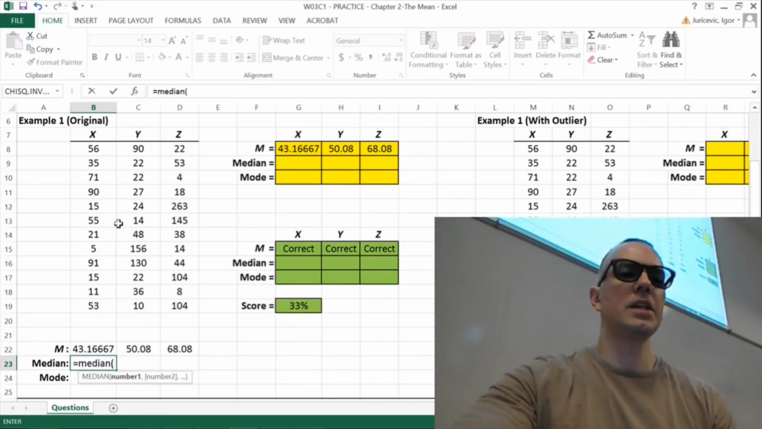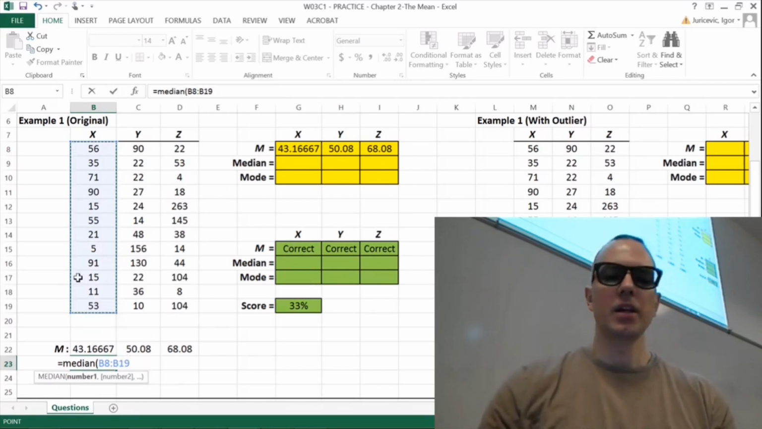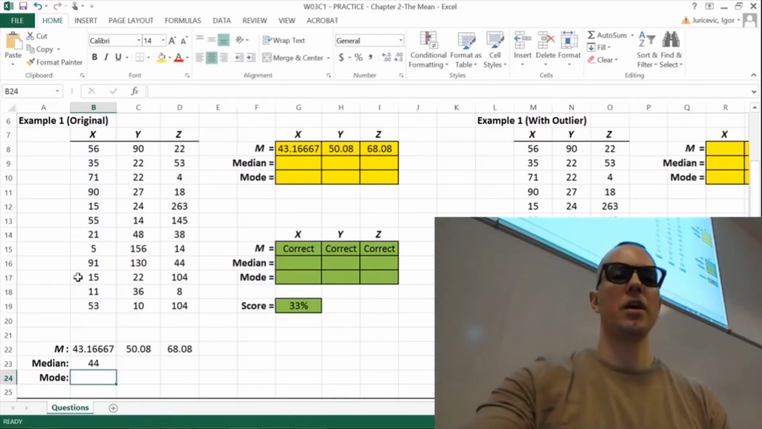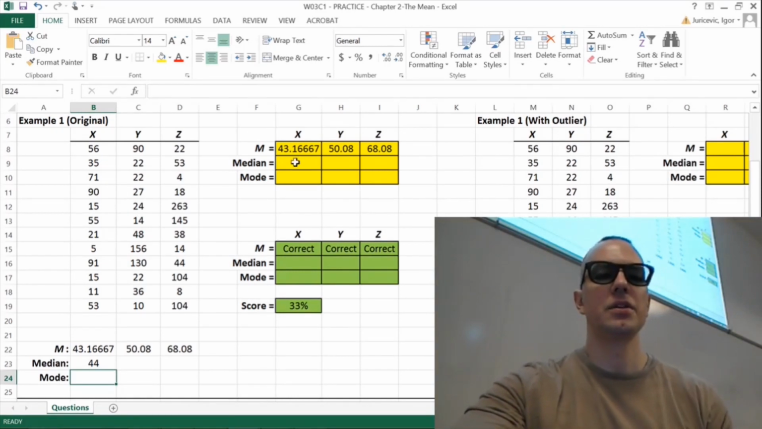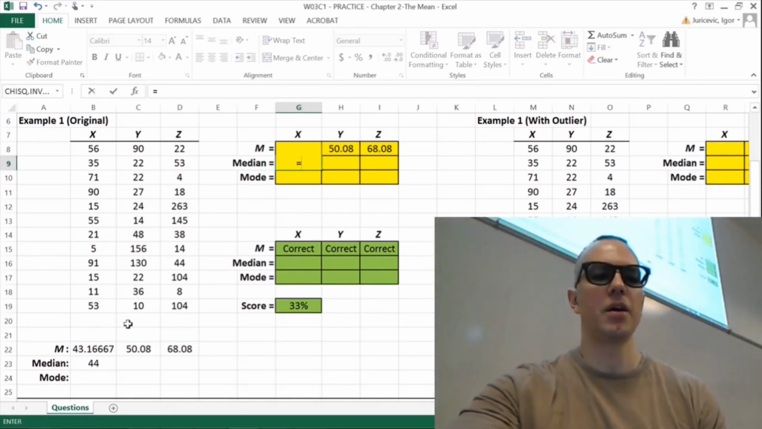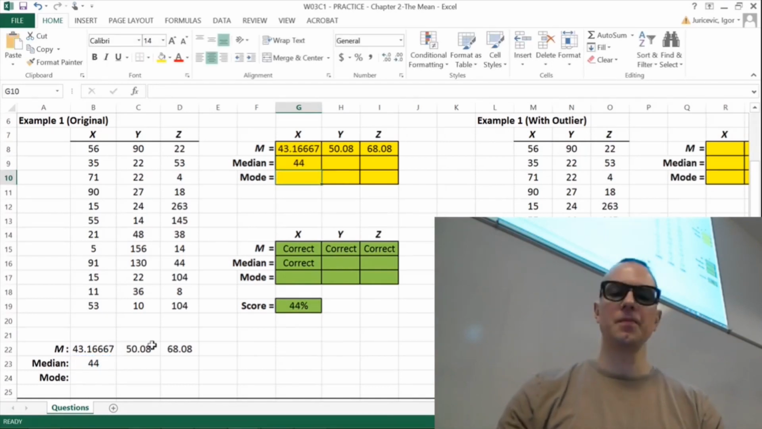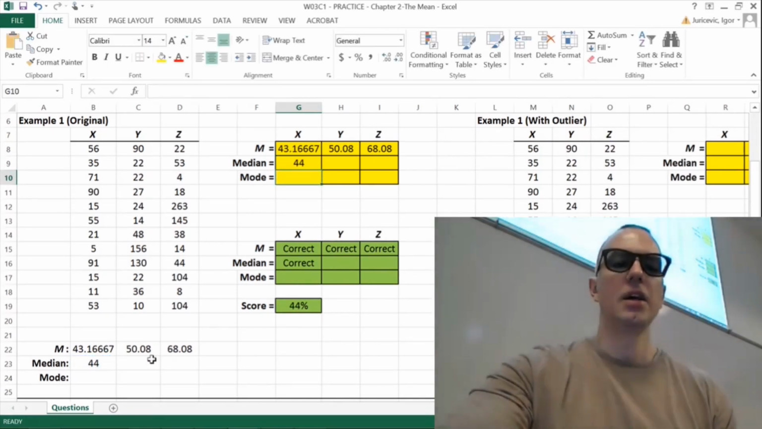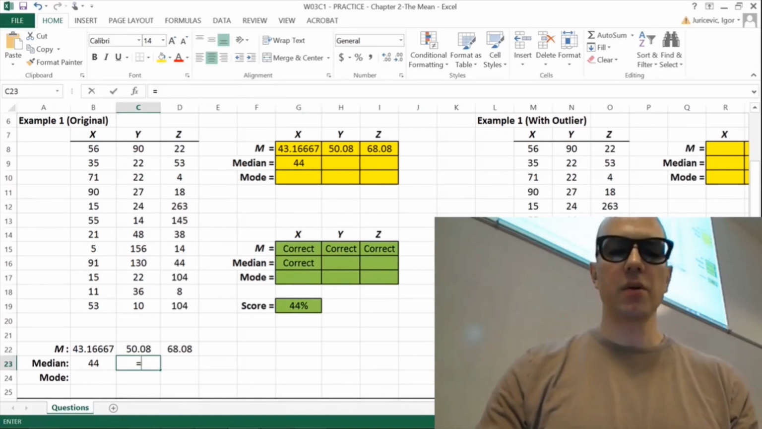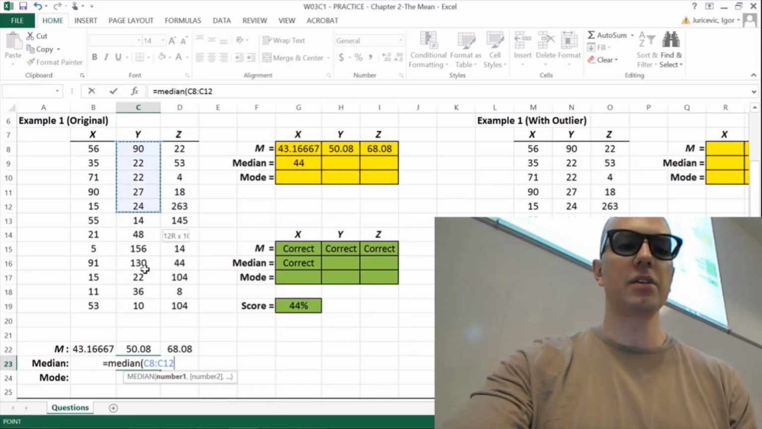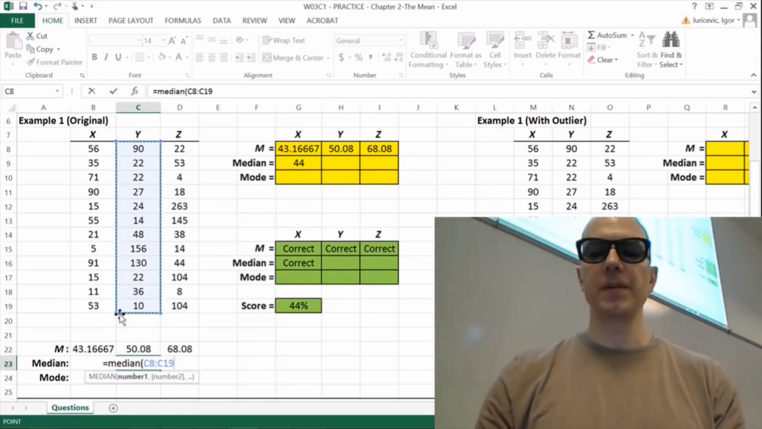So open parentheses, highlight your Z scores, close those parentheses, hit enter, and we see that we have a median of 44. That is very close to the mean of 43.17. Pop that into our answer cells using the equals function, and we got that correct. Once more, for the Y scores, equals median, open parentheses, highlight your cells, close those parentheses.